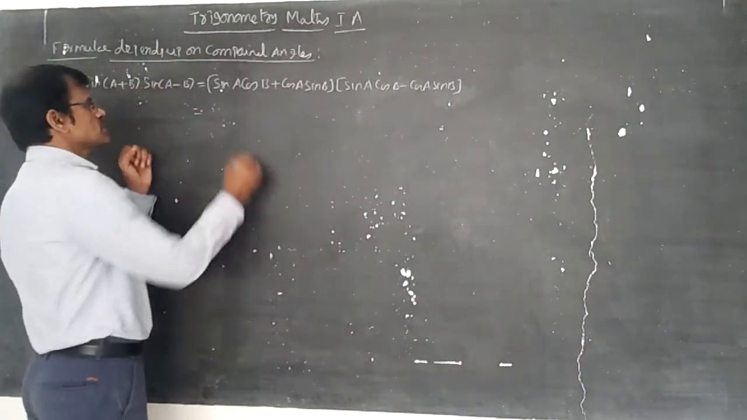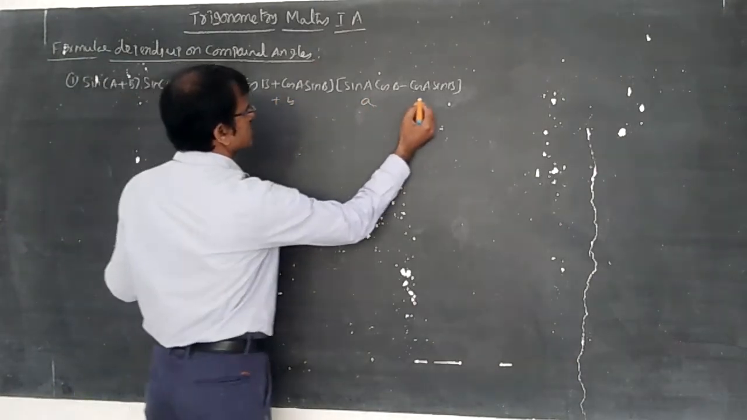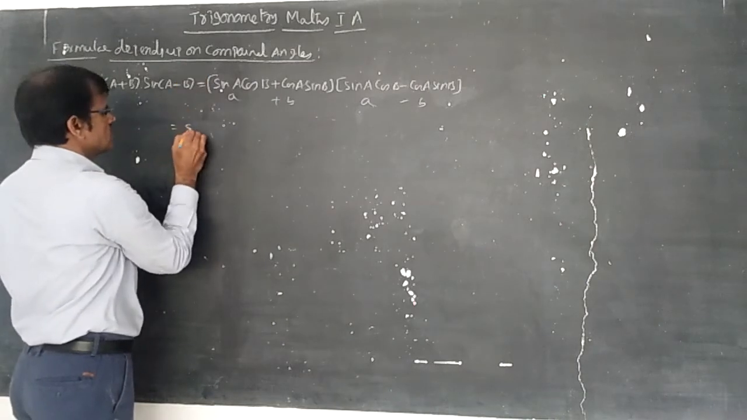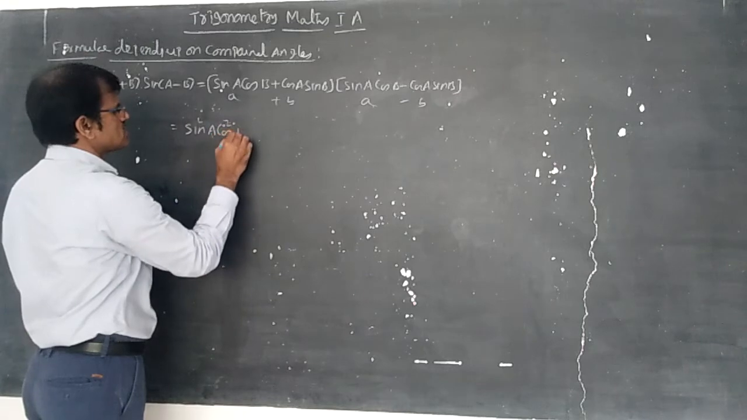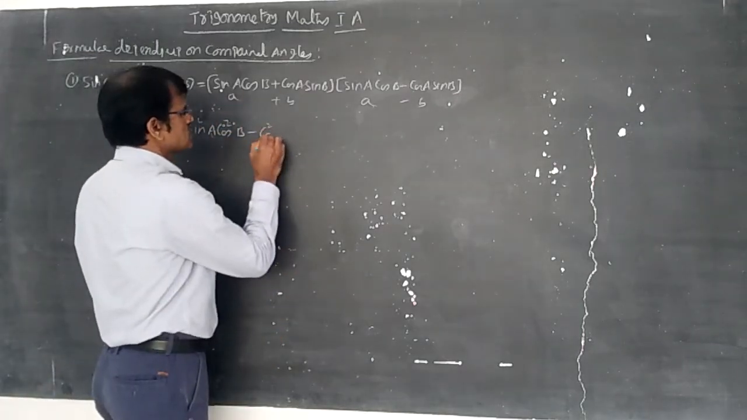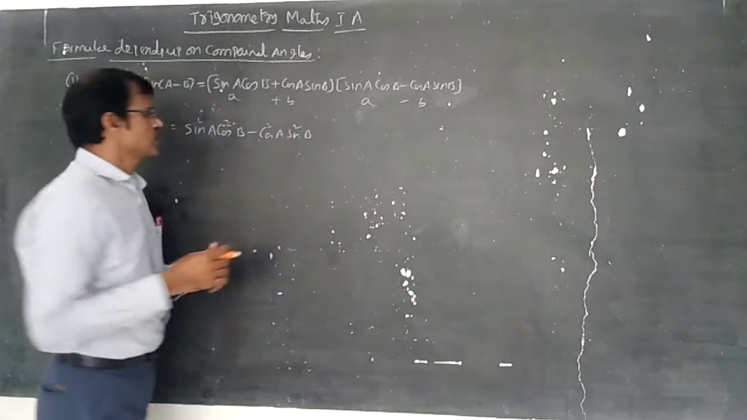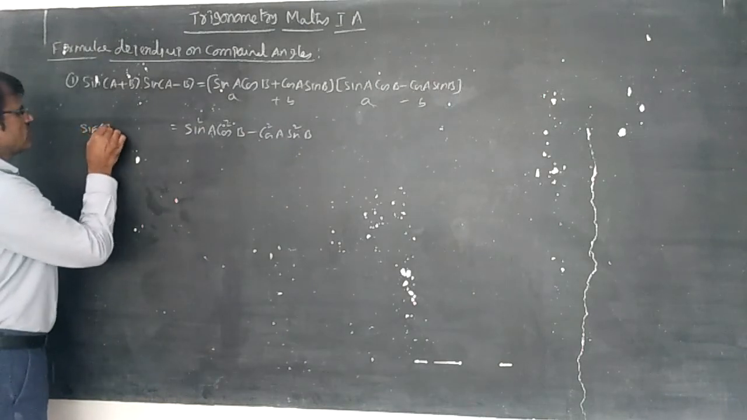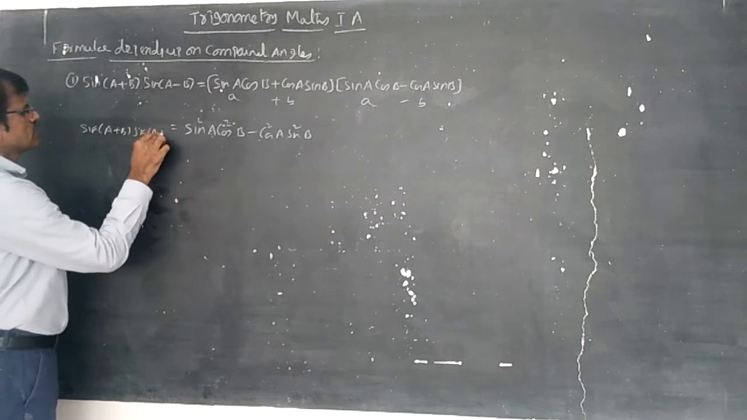Now this is of the form A plus B into A minus B, so the concept is A square minus B square. You write here sin square A cos square B minus cos square A sin square B. This is a formula for sin of A plus B into sin of A minus B.